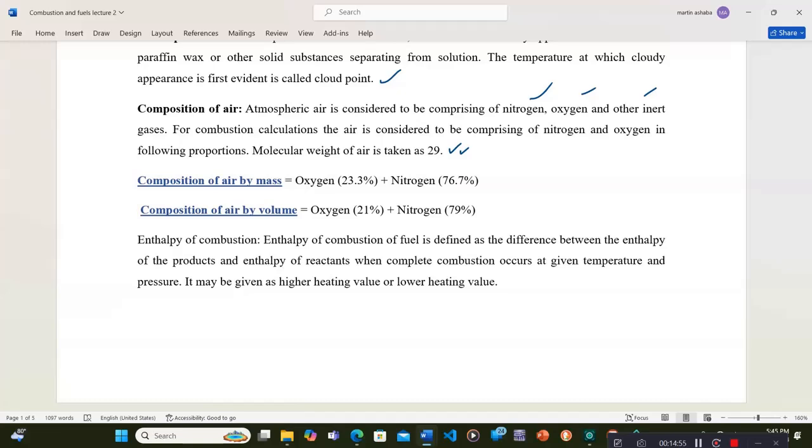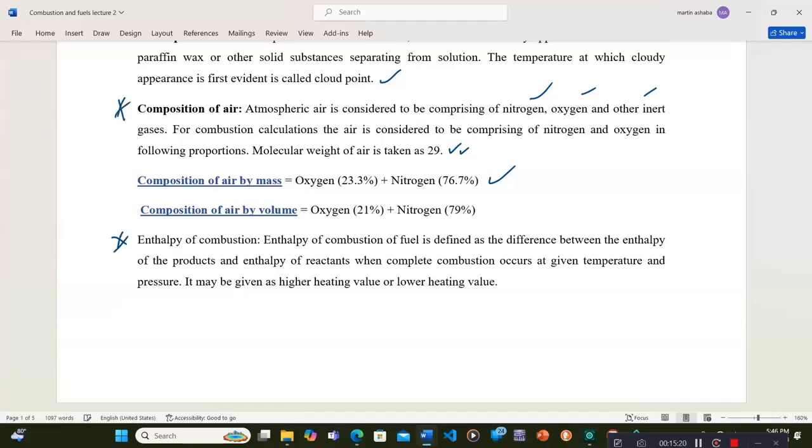23.3% oxygen and nitrogen 76.7%. That is composition by mass. What about composition by volume? Oxygen is estimated at 21% and nitrogen at 79%. So that one is done.